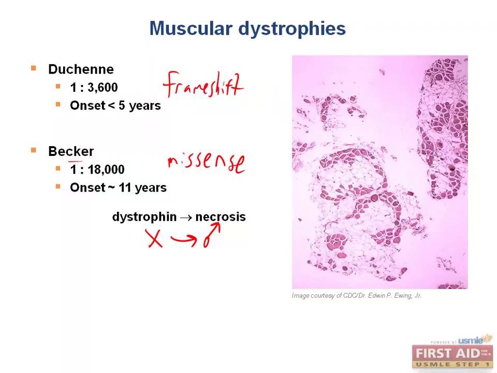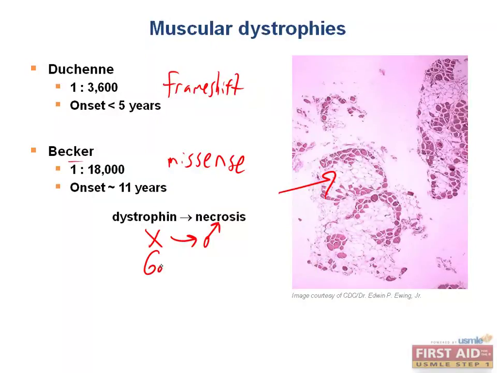In both Duchenne and Becker, the calf muscles are particularly affected, and if you ever see or hear of a patient with pseudohypertrophy of the calf muscles, think of these diseases, because this pseudohypertrophy is caused by the fibrofatty replacement of muscle tissue, which is what you're seeing in this image.